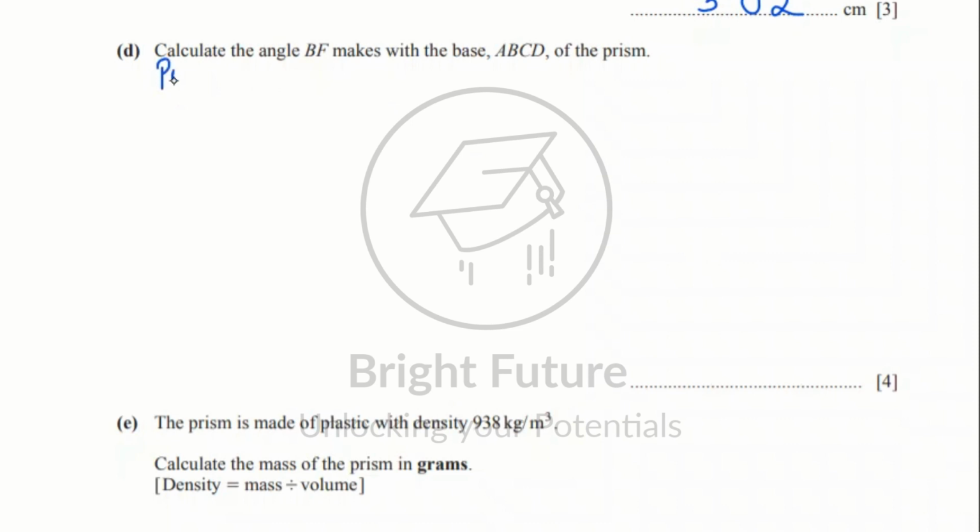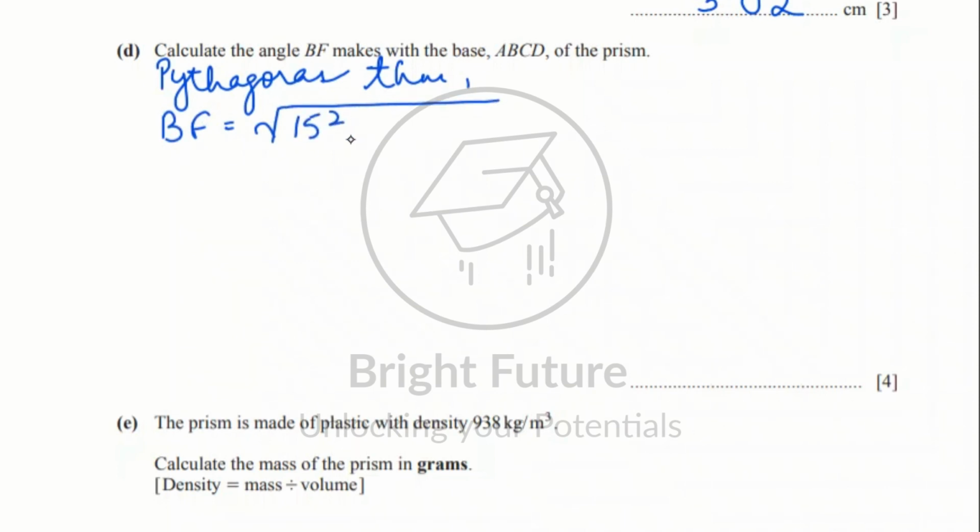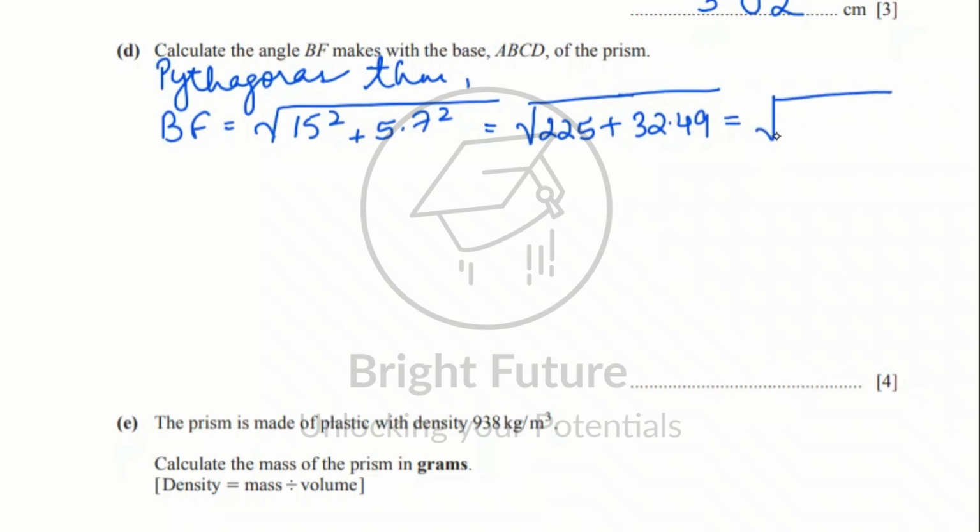So by using Pythagoras theorem, BF is equal to the square root of 15 square plus 5.7 square, because it's a hypotenuse. So finally you get 225 plus 32.49, which gives me 257.49. Therefore, after all the calculations, I get BF as 16.05 centimeters.